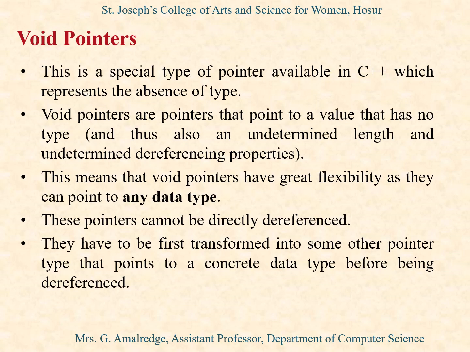Void pointers. Void pointers are pointers that point to a value that has no type. This means that void pointers have great flexibility, in that they can point to any data type. This is a special type of pointer available in C++ which represents the absence of type. These types of pointers cannot be directly dereferenced. If you want to dereference one, we first have to transform it into some other pointer type that points to a concrete data type before it is dereferenced.